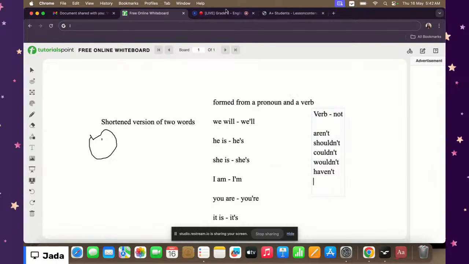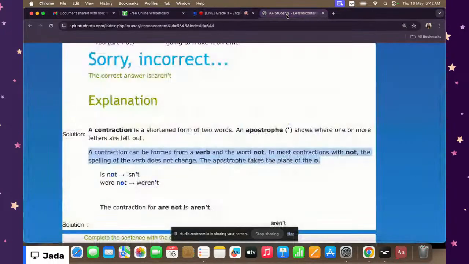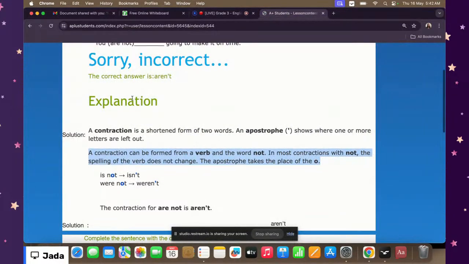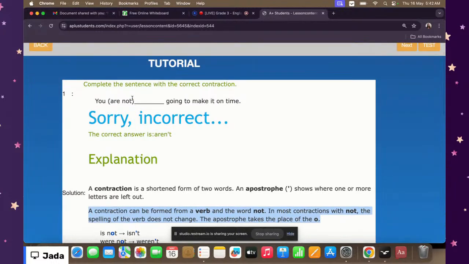All right, so let's move on to the questions. Let's look at some examples. You are not going to make it on time. You have to shorten the are not, and of course, you know that it's only taking away the O from the not, and then you have the apostrophe. Okay, so that's it.